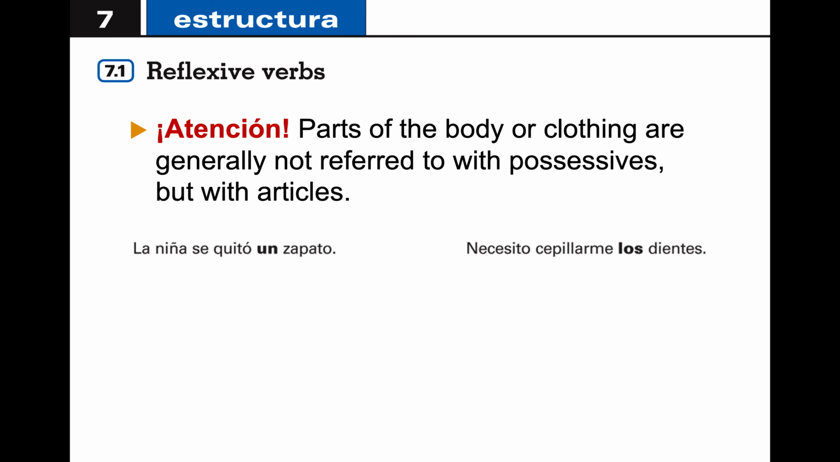Parts of the body or clothing are not referred to with possessives, but with articles. So if I say la niña se quitó un zapato, I'm referring to the shoe, which is a part of clothing or body, and so it's not going to be referred to with the possessive form, but with an article.